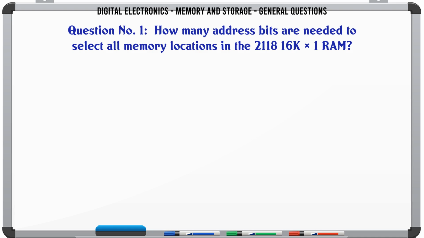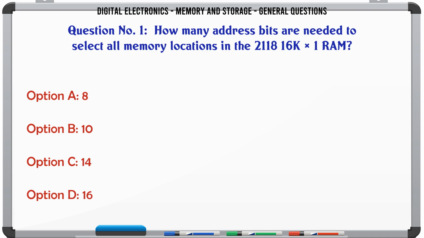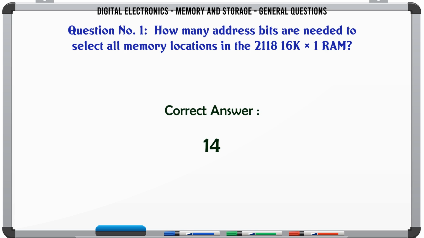How many address bits are needed to select all memory locations in the 2118-16K×1 RAM? A. 8, B. 10, C. 14, D. 16. The correct answer is 14.